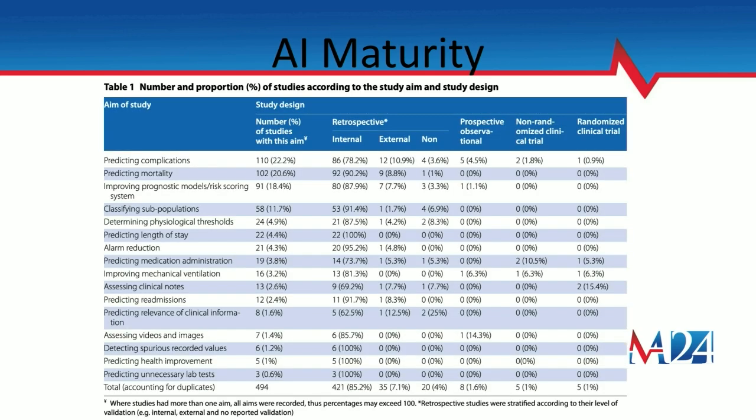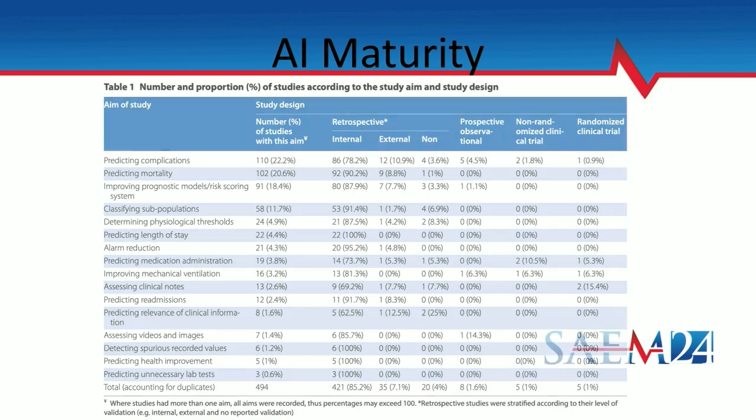And what it shows is, for those of you in the back, I'm just going to summarize here. Essentially, we looked at 500 studies, all having to use AI of some sort, and the vast majority, 85.2%, are retrospective, internally validated studies. So this is very poor evidence as far as we're concerned.